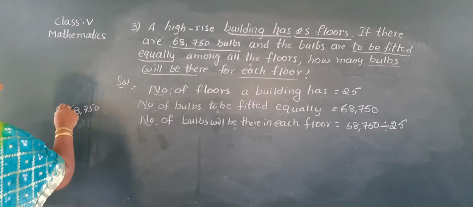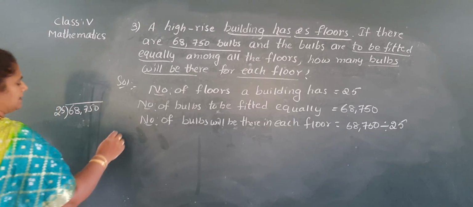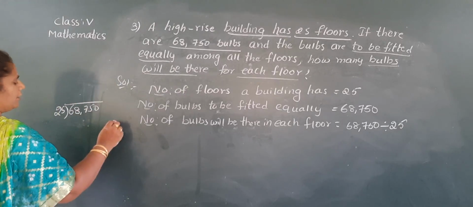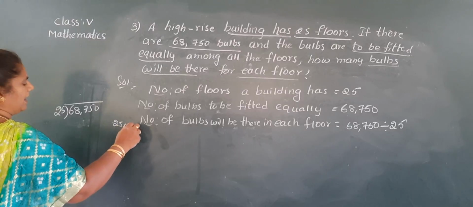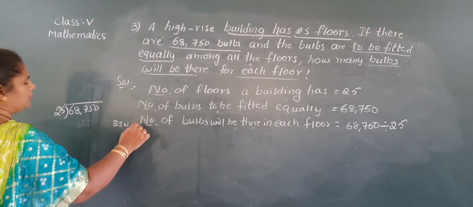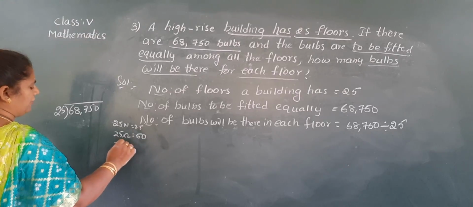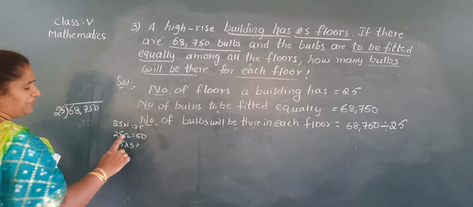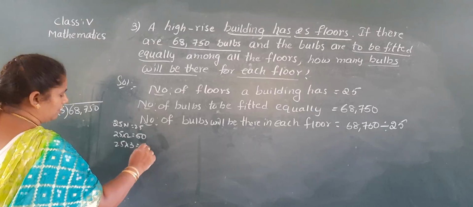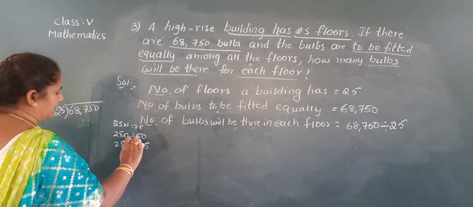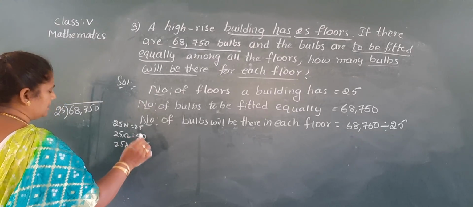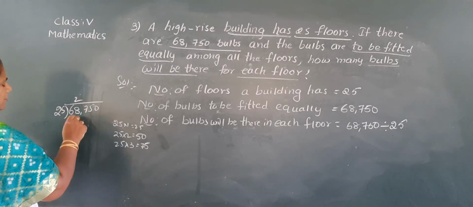68,750 is divided by 25. Yes, come on, tell me the 25 table. 25 ones are 25. 25 twos are 50. 25 threes are 75. 3 fives are 15, 1 in hand, 5 is down. 3 twos are 6 plus 1, 7. 75 is the greater number, so you take 2 times.